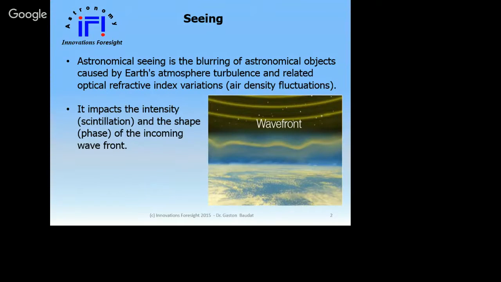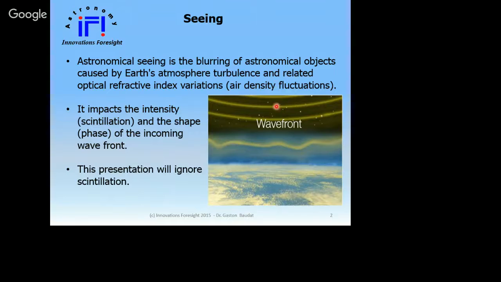Typically, the atmosphere creates two issues. One is scintillation, variation of intensity of the wavefront, and that's usually not the dominant problem for us. The more important one is the phase effect, the change of the shape of the wavefront. So the presentation will just ignore the scintillation effect.